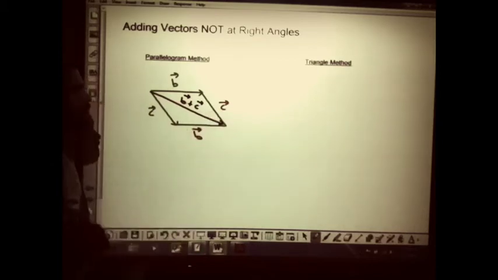We'll talk about the triangle method in class a little bit. It works kind of the same, but we're going to go ahead and do that in class. So see a couple of those.